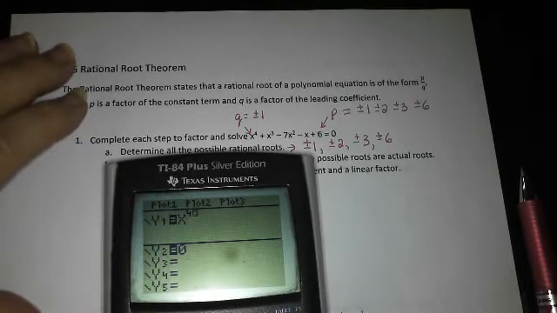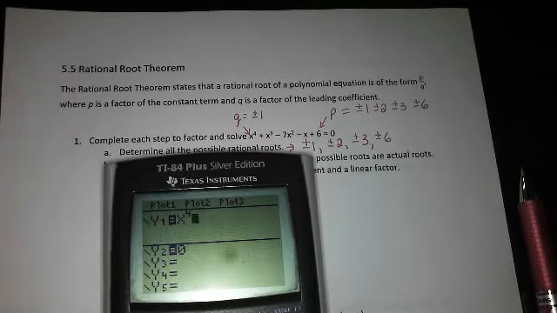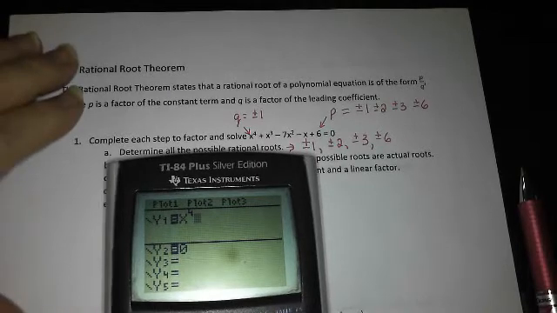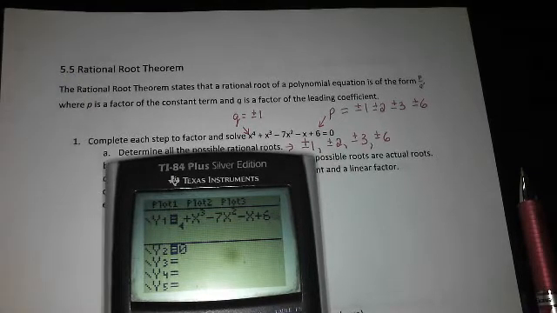So x to the fourth. My biggest problem is remembering to arrow out of the exponent. Anyone else? You've typed your whole thing and you look back, you're like, crap, it's all in the exponent. So x to the fourth plus x to the third minus 7x squared minus x. So take your time and make sure you enter it correctly.